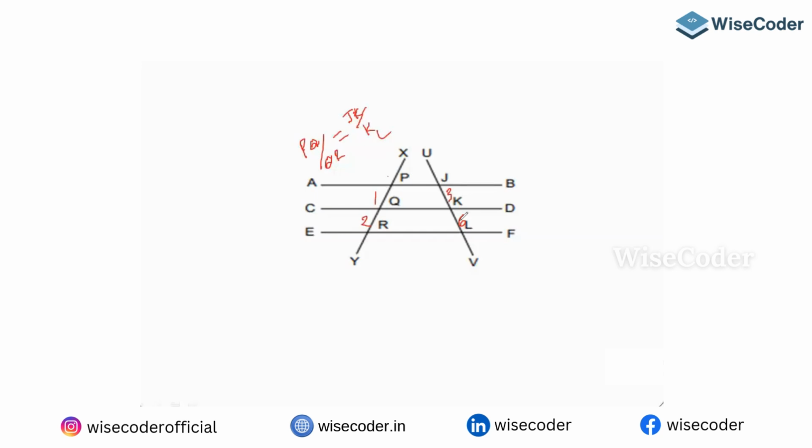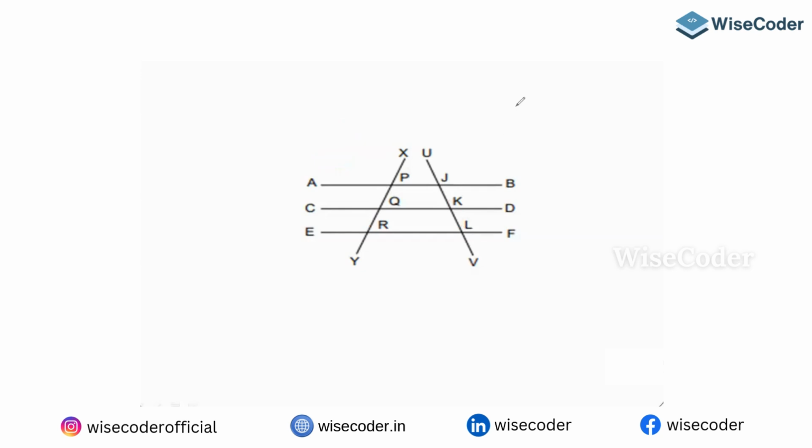Okay, guys, A, B, C, D, E, F are parallel lines, and X, Y and U, V cut them at the points P, Q, R and J, K, L. Please note, this is very, very important. If 3 or more parallel lines make equal intercepts on one transversal, they make equal intercepts on the other transversal as well. That's what I have explained just now. If this is 1 is to 2, this has to be 1 is to 2.